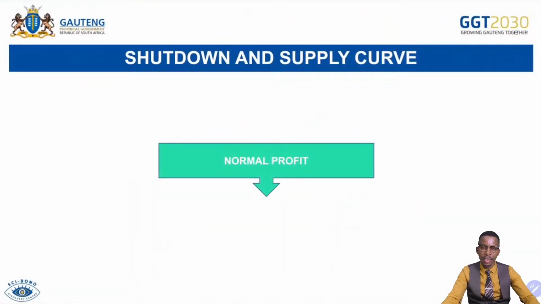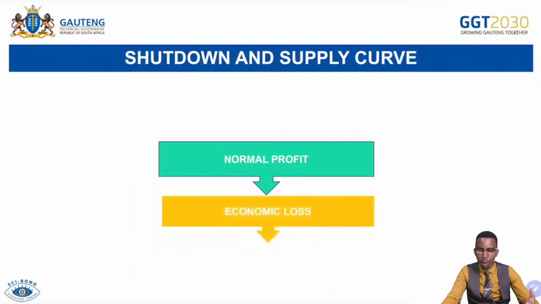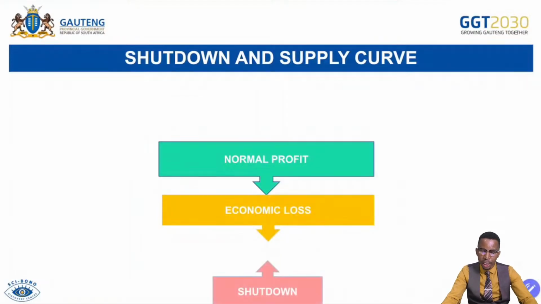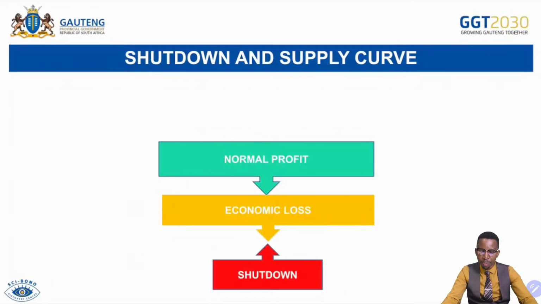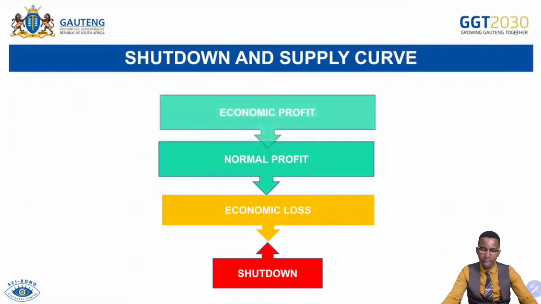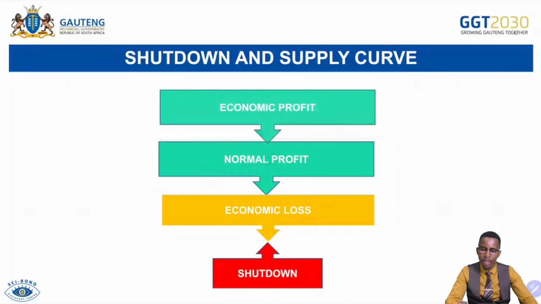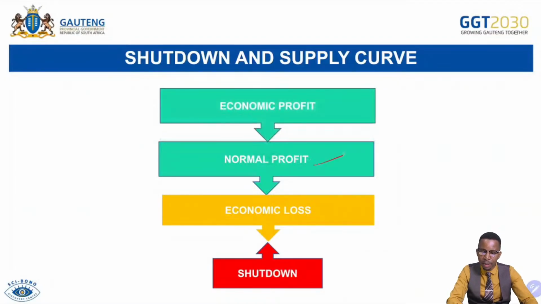Then we go to the shutdown. Remember, a firm doesn't simply shut down. The firm will start by making economic profit. After that, it will make normal profit. From the normal profit, it will make what we call economic loss. If it's severe, the firm will then shut down. So economic profit comes first, then normal profit, when the firm is making neither a profit nor a loss. Economic loss will then happen. If the loss becomes more severe, the firm will shut down.